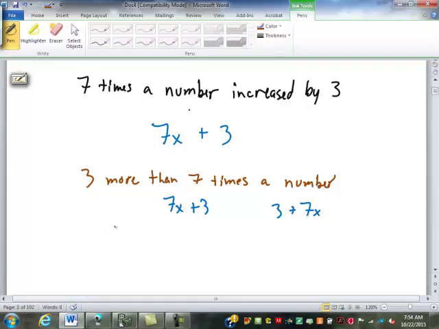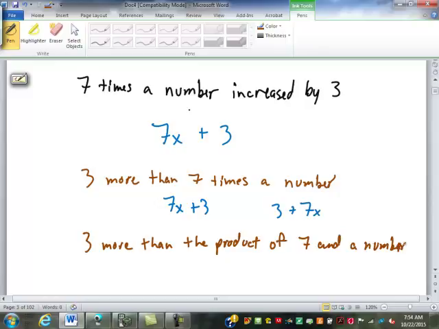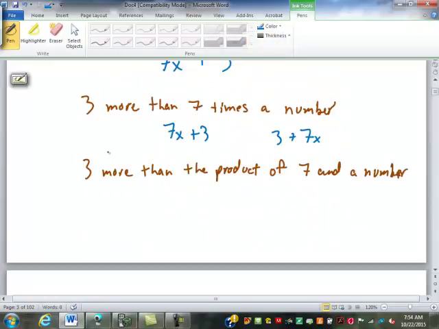How about 3 more than the product of 7 and a number? Okay, so this is saying you're going to add 3 to the product, and the product is the result of 7 times the number, or the number times 7, or whatever.